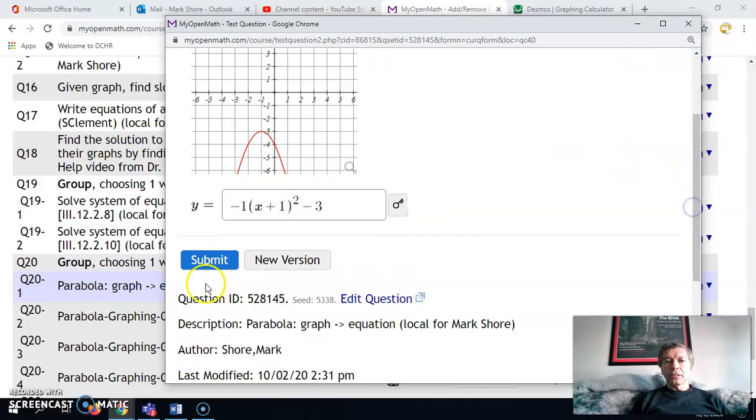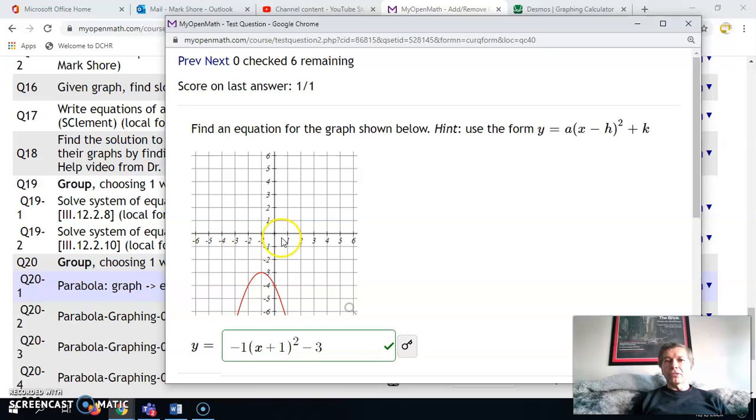And we can submit that, and you can see you get the right thing. So I'll stop right there, and hopefully you get the idea of how to do these.